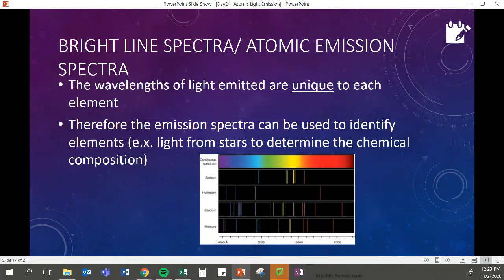The wavelengths of light emitted are unique to each element. So we can then use this spectra to identify elements because they all are going to have different colors that are produced and different lines in the spectra when we look at the spectral lines. Okay, so this is actually kind of a fun fact. This is actually what's used to determine what different stars are made of, because we can take the light that's produced from the stars and we can put it through a prism and see the different lines that are produced to determine what elements are there.